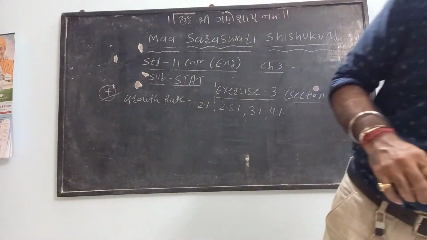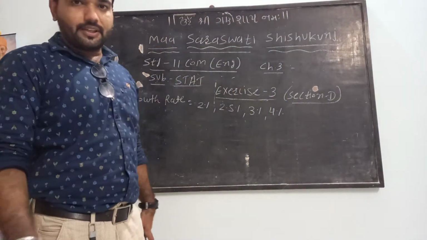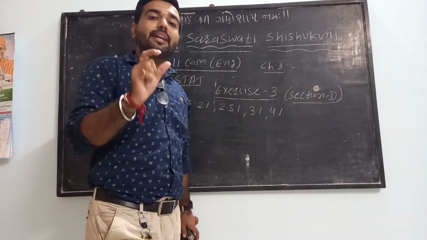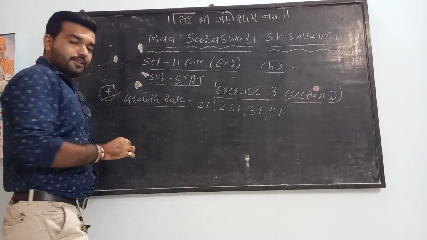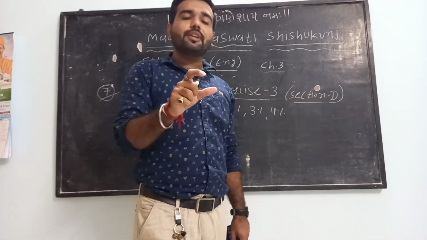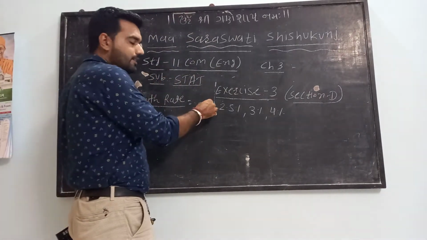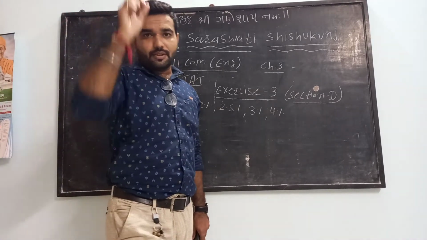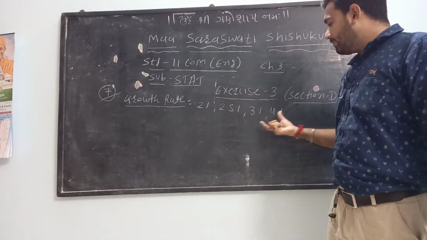What is given here is that they asked us to find the average growth rate using the appropriate method. Average means mean, so here we have to find the mean. First of all, the growth rate information is given in percentages, and a growth rate means an increase: 2%, 2.5%, 3%, 4%.